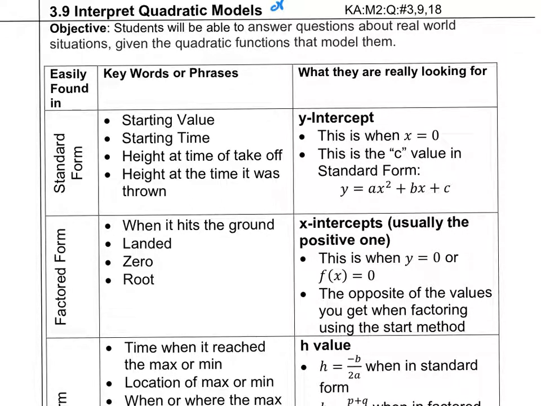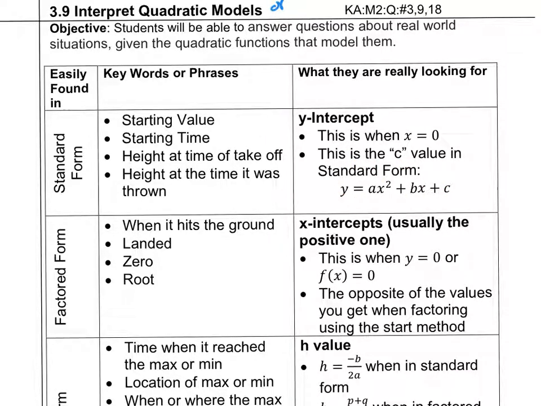certain keywords like the starting value or starting time or the height at the time of takeoff, right? All these ideas of where a certain thing was at the beginning, this is usually talking about the y-intercept. And this is something we've already learned how to solve for. This is when x equals 0. It's the c value when it's in standard form, right? It's just the c value.